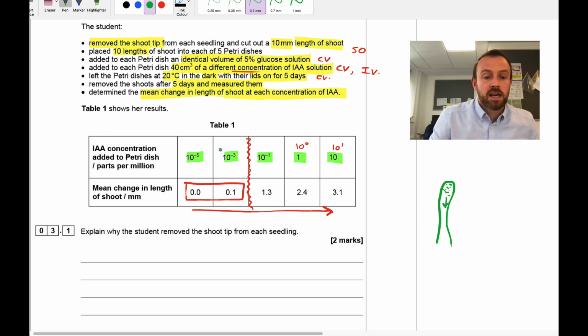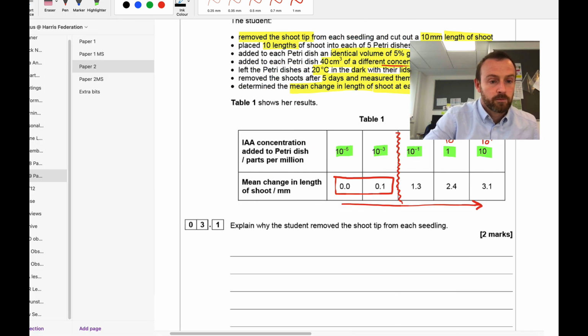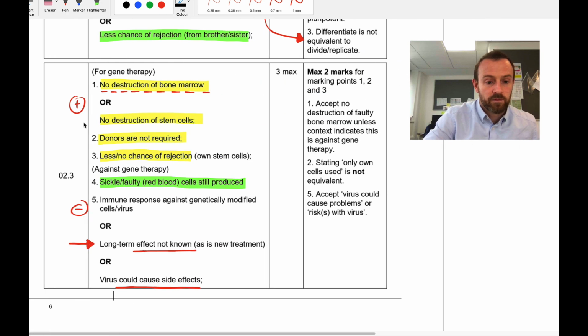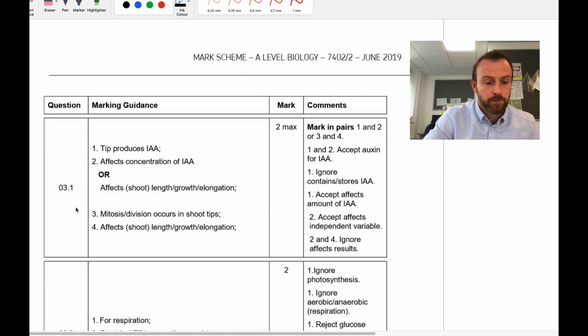So in this investigation, we're looking at the effect of auxin. So we want to remove any auxin that is produced from the plant. So we have to remove the tip, cut it off, so that it's only the auxin on the petri dish that is having the effect. So let's see if that gets us the marks.